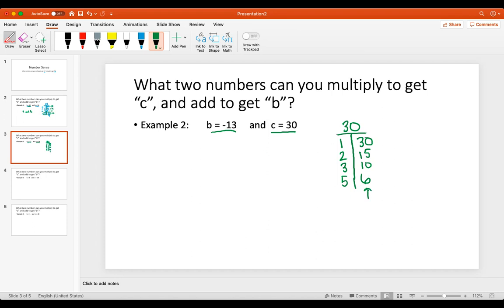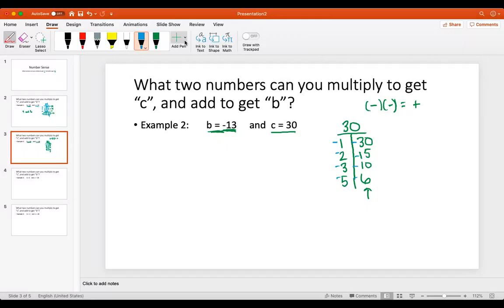that I can stop. Well, this time, it multiplies to get me a positive 30, but it adds to get me a negative 13. Well, if you recall from your multiplication facts, a negative times a negative would equal a positive. So this information right here tells me that both of my numbers are going to be negative numbers. So I'm going to make all these negative.